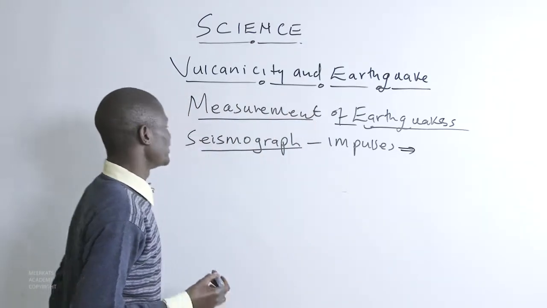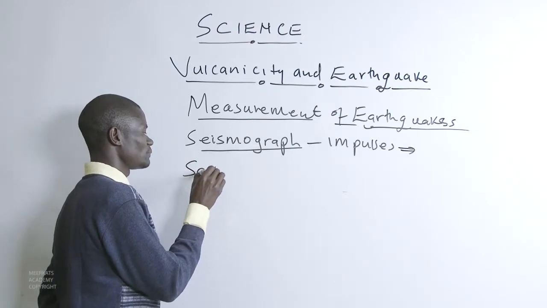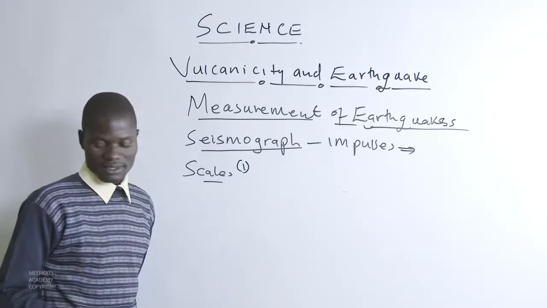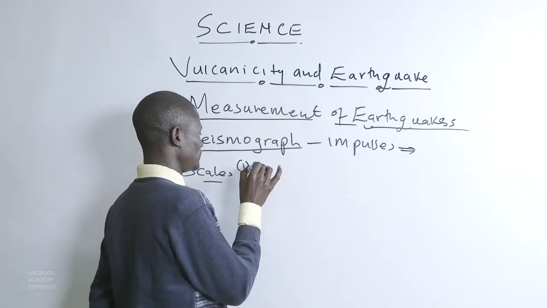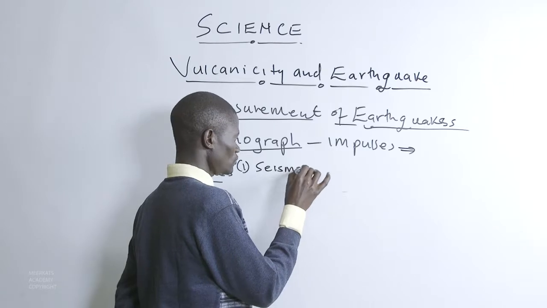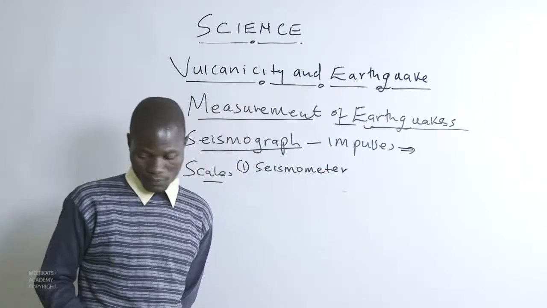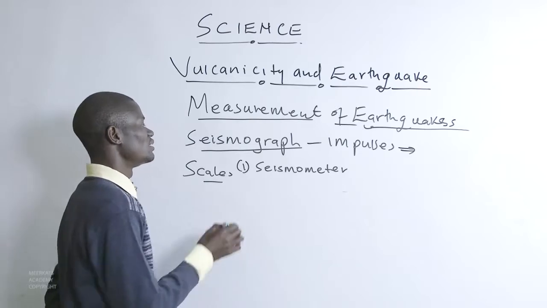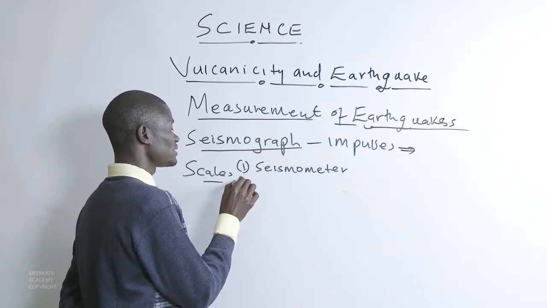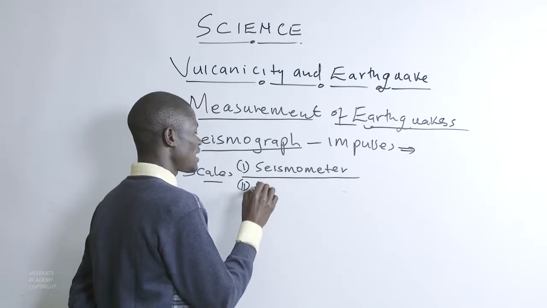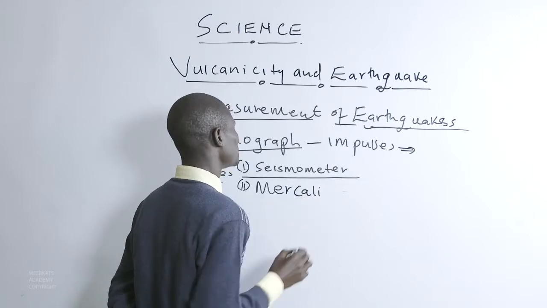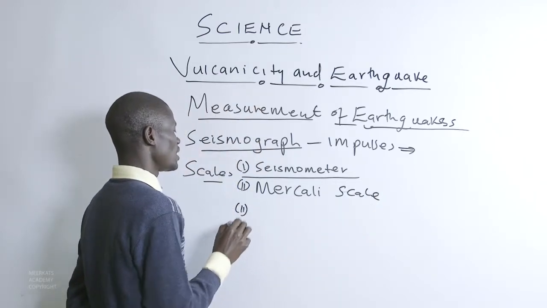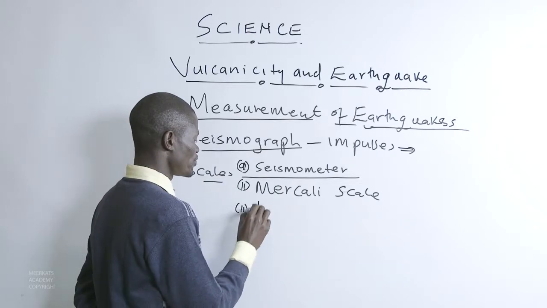these impulses into a scale, into two scales. The seismograph has two scales, and one of the scales is referred to as the seismometer. Then the seismometer will translate these into two types of scales, one referred to as the Mercalli scale, which was discovered by a scientist called Mercalli. Therefore, we refer to it as the Mercalli scale. And another one is the Richter scale.